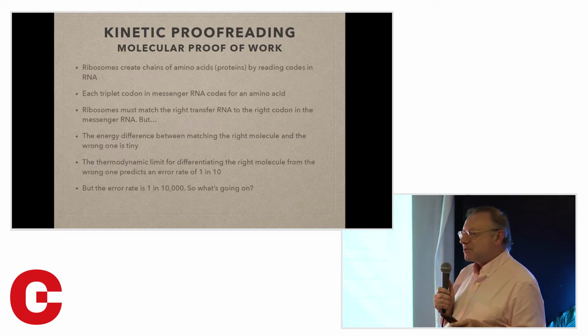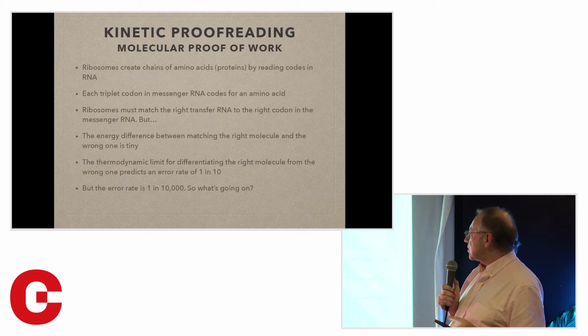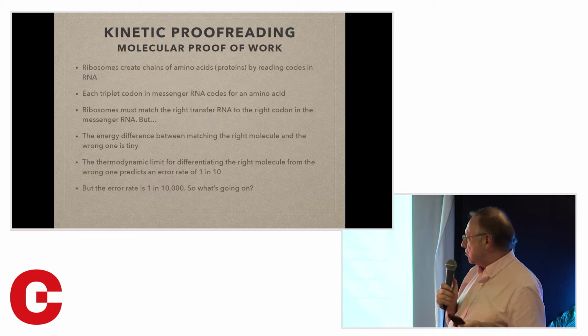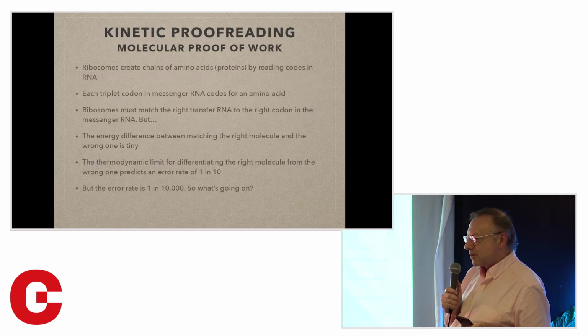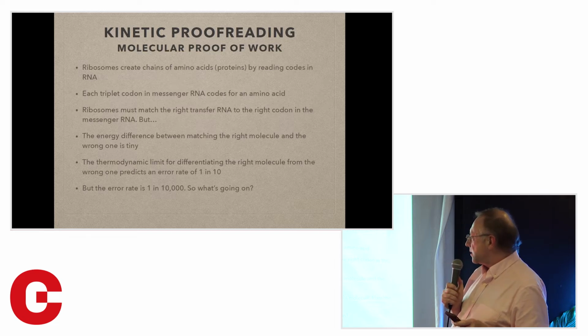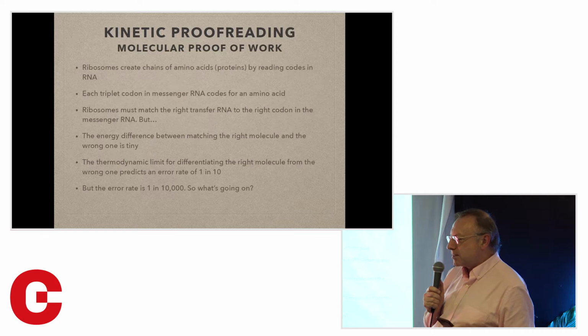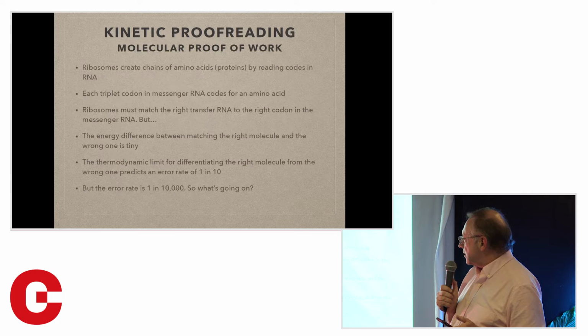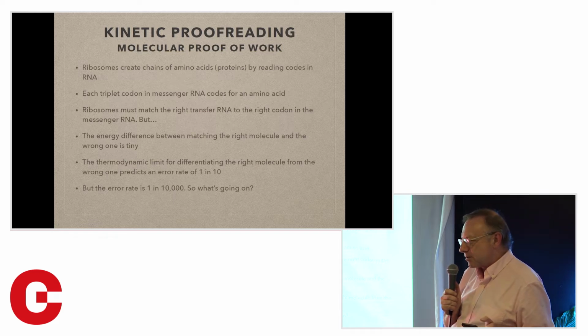So ribosomes have to match the right transfer RNA to the right codon. In other words, they have to find the right code. But the energy difference between the right code and the wrong code is very small. It's so small that, in fact, when you calculate how many errors must be the case, it's an error rate of 1 in 10, which means you could never actually transcribe RNA into proteins with an error rate of 1 in 10. But the error rate is actually 1 in 10,000, so there's something a bit different going on.